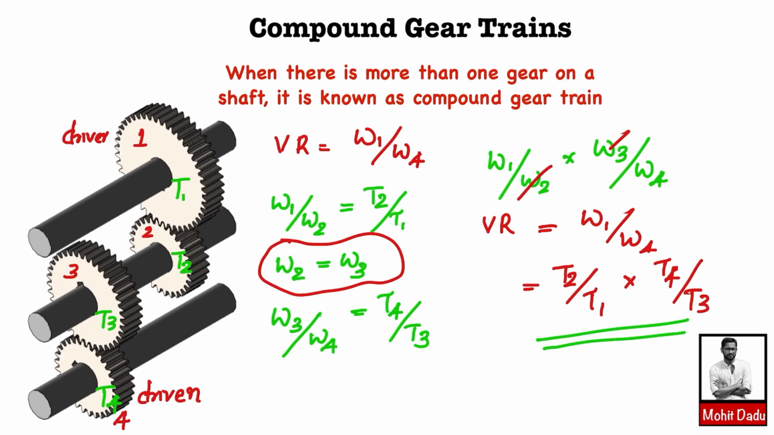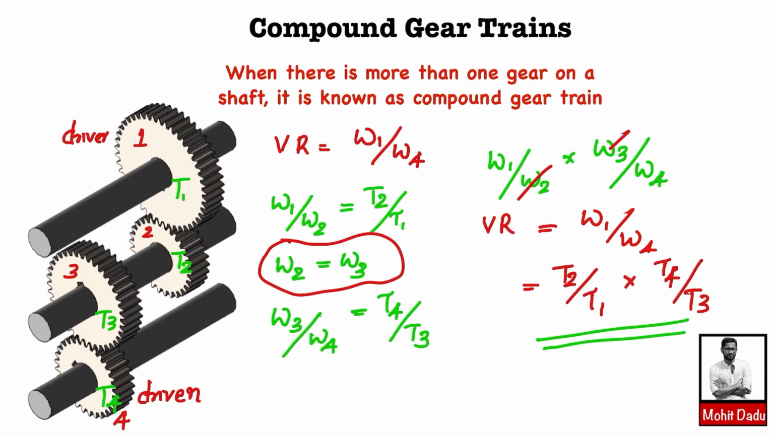If you observe the final expression, all the numbers of teeth, that is T1, T2, T3, T4, appear in it. But in the case of the simple gear train, the intermediate gear teeth numbers do not appear in the velocity ratio; that is why they were known as idlers or idle gears. Here, the numbers of teeth on the intermediate gears or shaft have an influence on the gear train, which you can see from this expression. So this is all about the compound gear train and its velocity ratio.